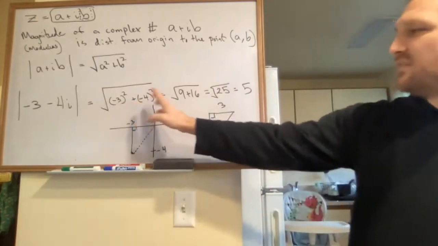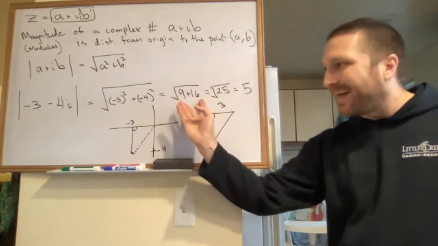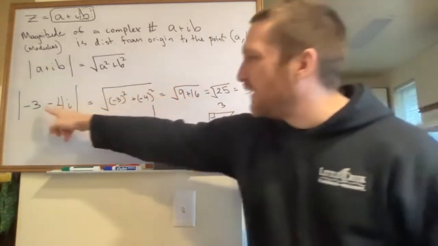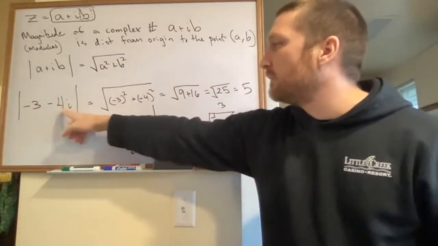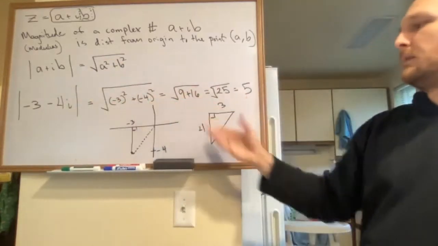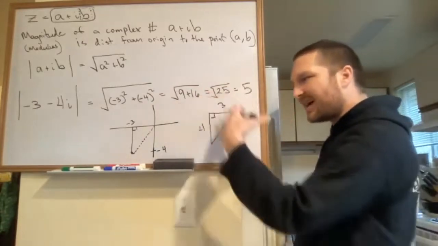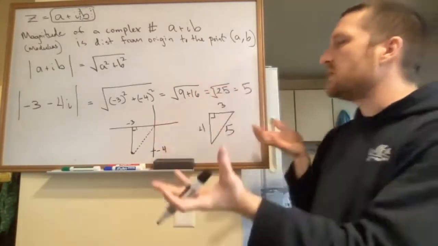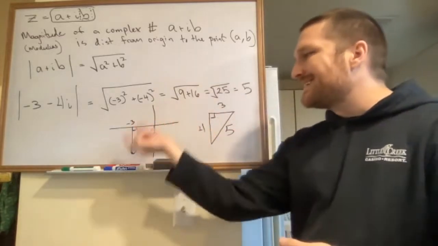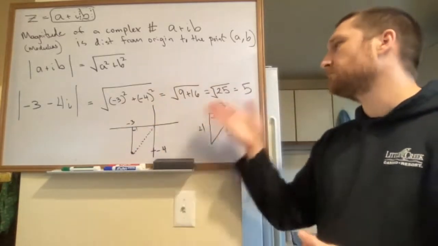All those negatives never really mattered, did they? You just take whatever number that is and square it, and it's always going to be positive. So this all works out. It doesn't matter which way you orient your triangle. The distances are always going to be positive.